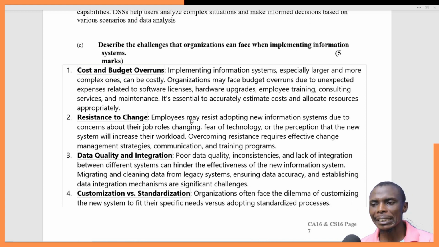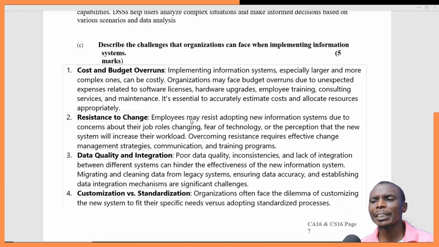Again, there is what we call resistance to change. The systems are made to be used by the employees. Sometimes, because they were used to the other systems that need to be changed, they may resist adopting this new information system. Why? Because they are concerned about their roles. With the new system, their roles could change, so they could resist job role changes. They could fear technology; maybe some of them are technophobic. Or they might perceive that the new system will increase the workload. So this resistance will sometimes be difficult for the organization to overcome.